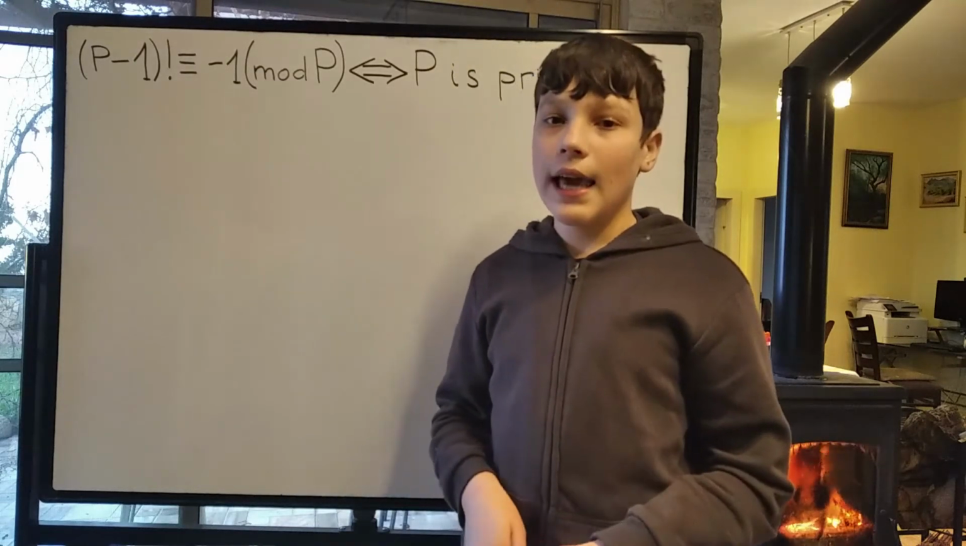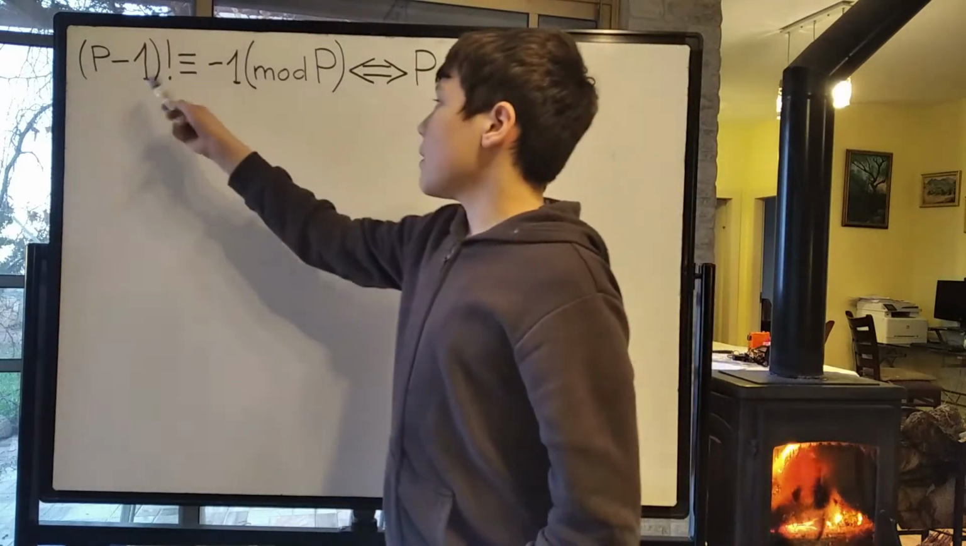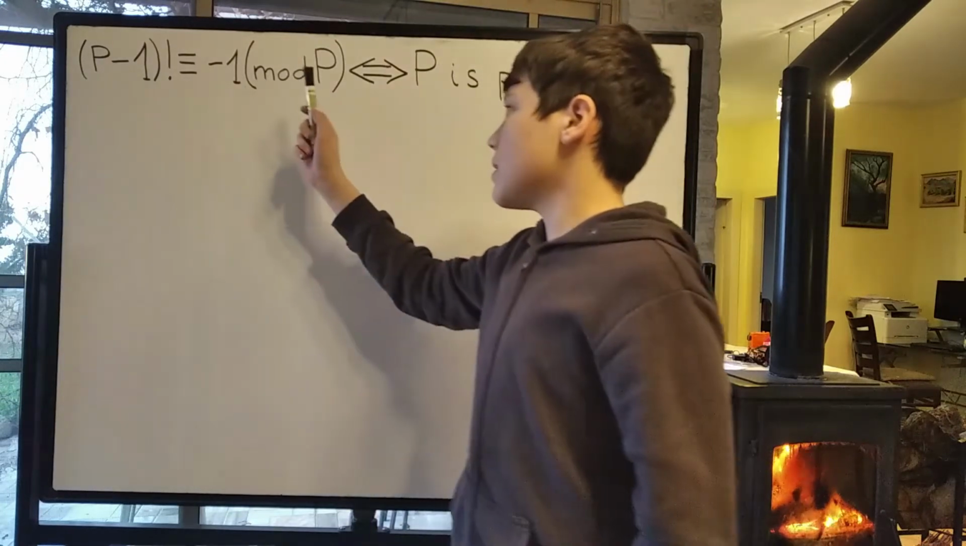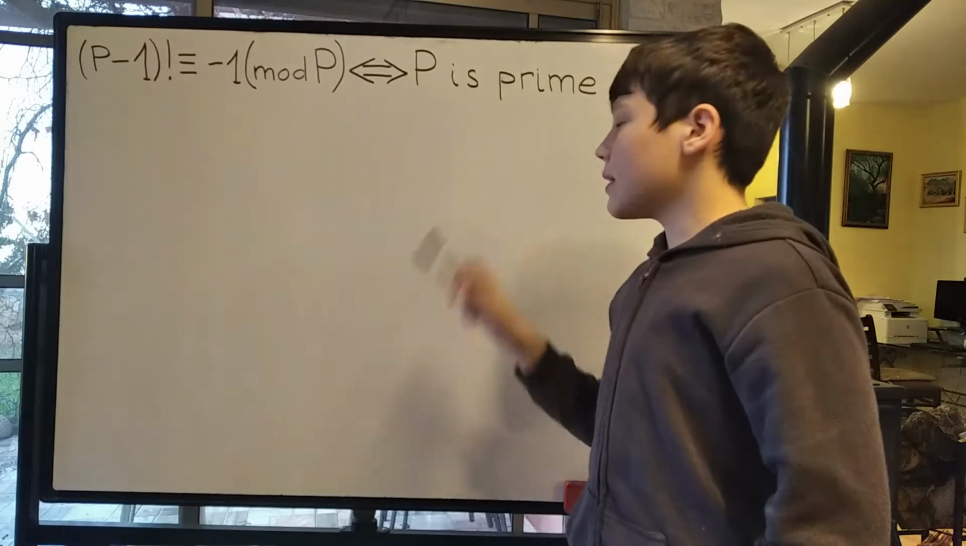Today we're going to look at Wilson's theorem, which states that (p − 1)! is congruent to −1 mod p if and only if p is prime.